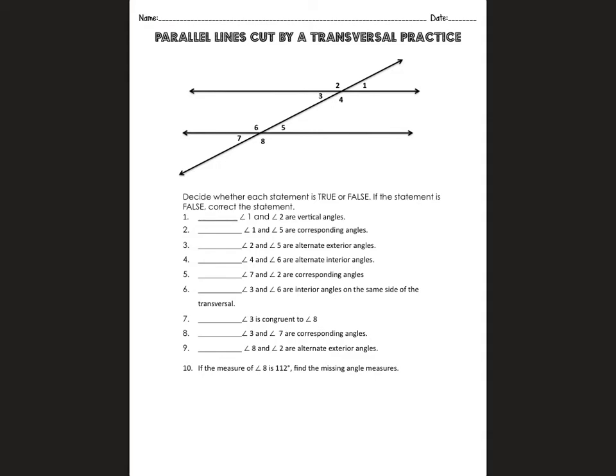So let's start off. Angle 1 and angle 2 are vertical angles. So this is angle 1 and this is angle 2. And those are not vertical angles. So that is false. Those are a linear pair. So you can write as a correction, angle 1 and angle 2 are a linear pair. Or what I'm going to do is say angle 1 and angle 3 are vertical angles.